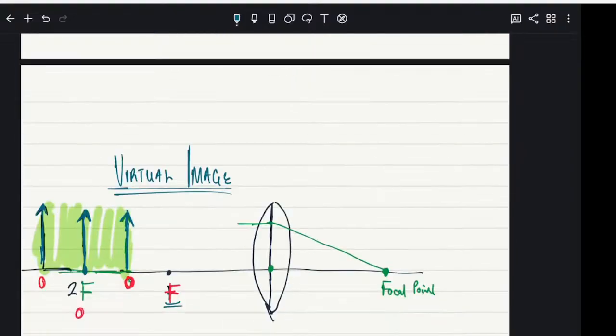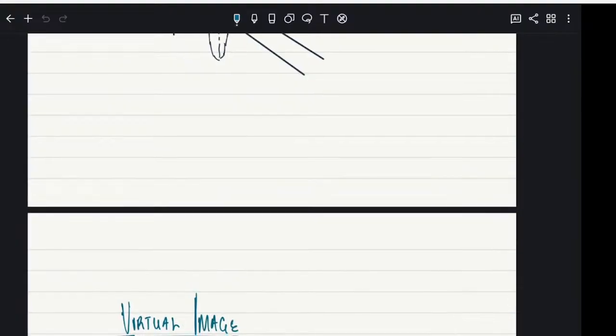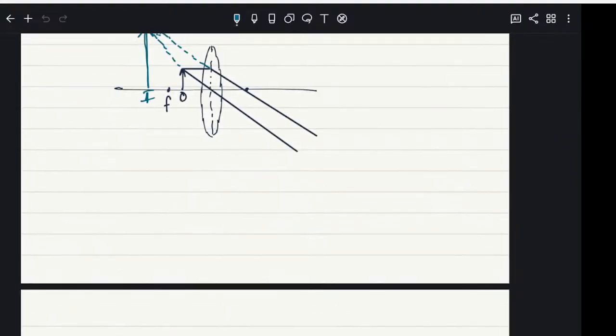So you saw it here. Are we together? Students? You come and you say, this image is virtual. This image is upright. This image is magnified. They like these words. Are we together?